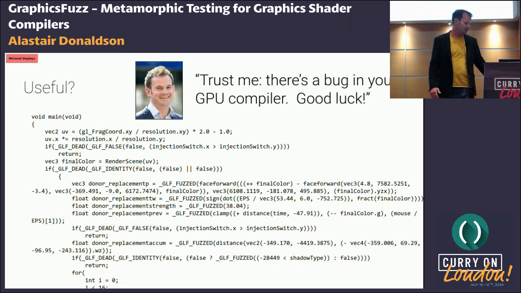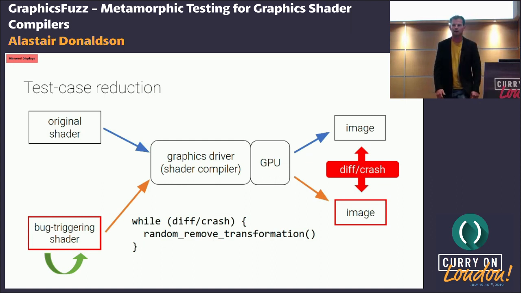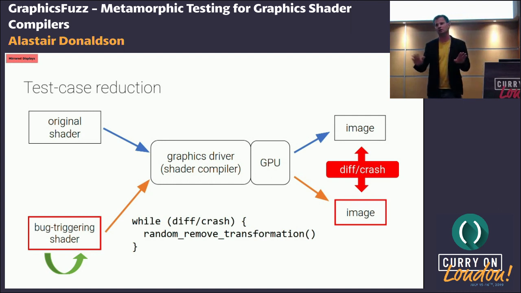So what we've also implemented is a test case reducer that follows a delta debugging style of reduction, with the twist that rather than arbitrarily reducing the shader that produces a bug, we reduce it by reversing the transformations we applied to it, so that we always preserve the semantics of the shader. So what we do is, while there's an image difference or a crash, we randomly remove some transformations, and we keep doing this while the bug persists and we don't find more stuff to remove, or we reach a resource limit.